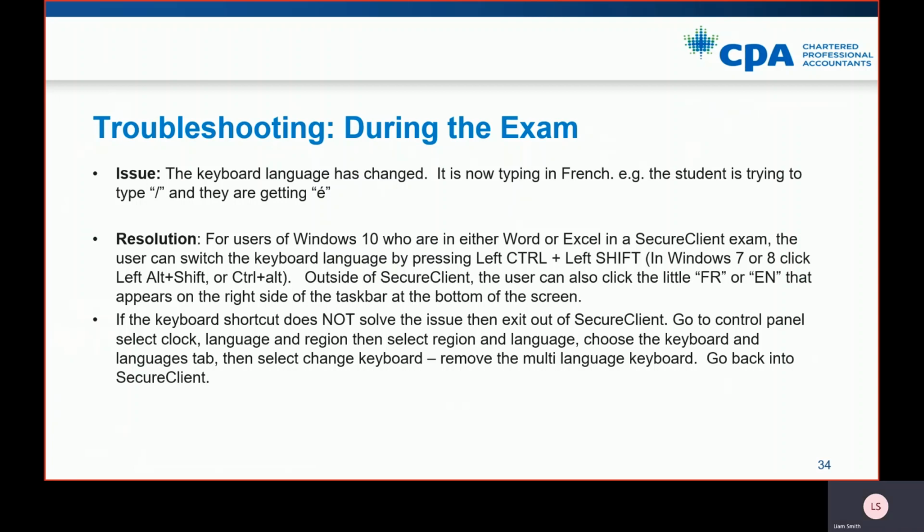During the exam, sometimes a student will accidentally switch their keyboard into French. Commonly, they'll notice this when they try to type a / and they get an E with an accent aigu over top of it. To resolve this issue, try pressing Control and Shift on the left side of the computer simultaneously. If this doesn't work, try pressing Alt and Shift or Control and Alt, all on the left side of the keyboard. One of those keyboard commands typically resolves this issue, but if it doesn't, you can go into their control panel and manually switch their keyboard into English.